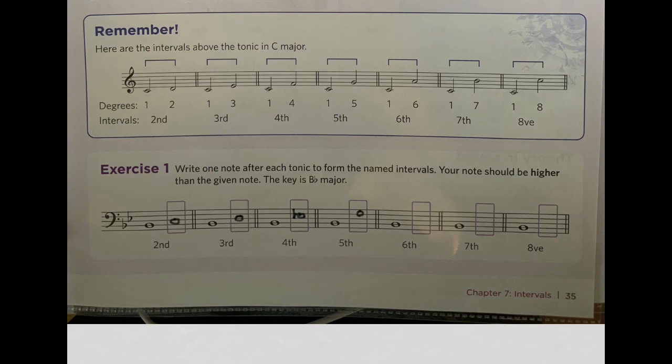oh, that's not a very good place. That's not any better. I'm trying to get half of it on the line and half of it in the space. Okay, F. B flat to G is a 6th. B flat to A is a 7th. And B flat to B flat is an octave.